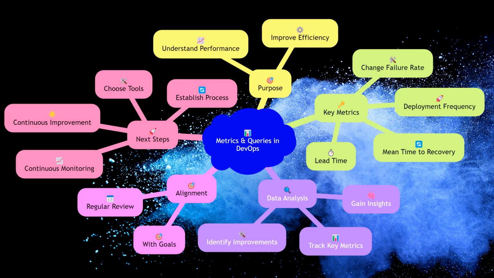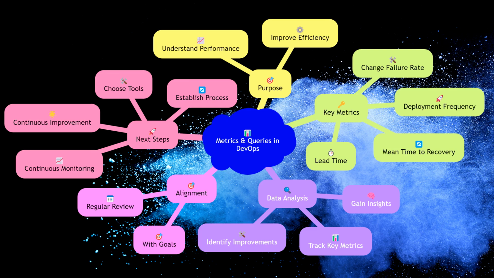In conclusion, designing and implementing appropriate metrics and queries is essential for understanding and improving the performance and efficiency of delivery processes in a DevOps environment. By tracking key metrics and analyzing the data through queries, teams can gain valuable insights, identify areas for improvement, and make data-driven decisions to drive continuous improvement. It is important to ensure that the metrics and queries are aligned with the organization's goals and objectives, and that they are regularly reviewed and updated as needed.